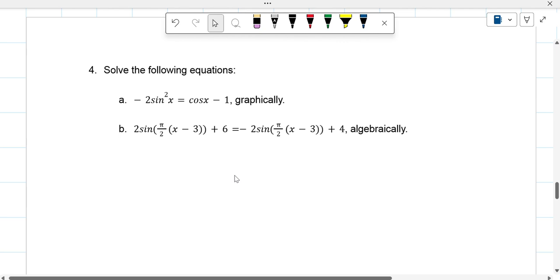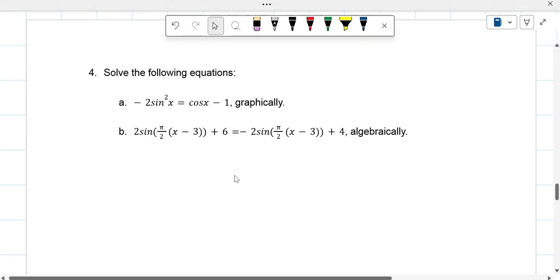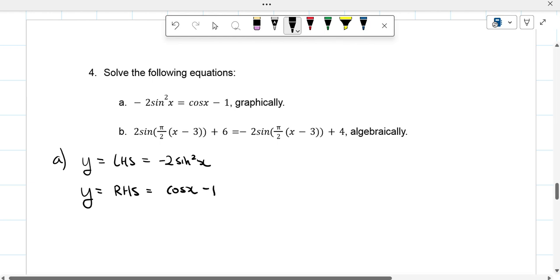Solve the following equations. So let's look at the equation here. The first one, we're going to solve it graphically. Graphically solving the equation means we're going to plot the graph y equals left hand side, y equals right hand side, and we're going to find the x value of the points of intersection. So my plan is to graph y equals left hand side, which is -2 sine squared of x. And also I'm going to graph the right hand side, cosine of x minus 1.